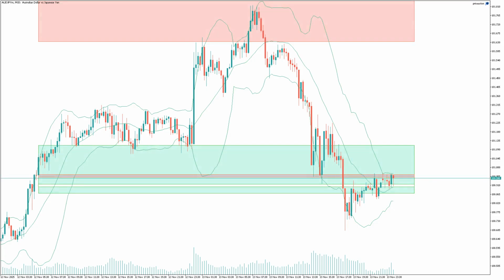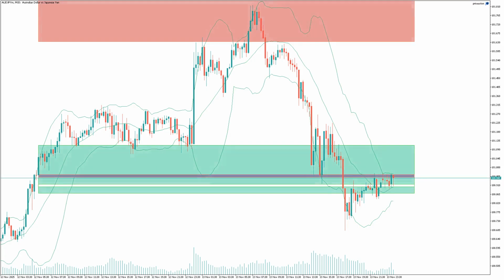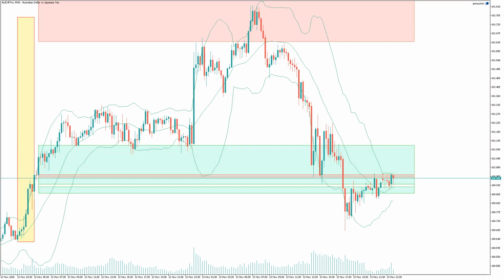This time, we're zeroing in on the AUDJPY, breaking down its movements on the crucial 15-minute and 1-minute charts. We'll be sharing our outlook and potential trading signals to help you make informed decisions.